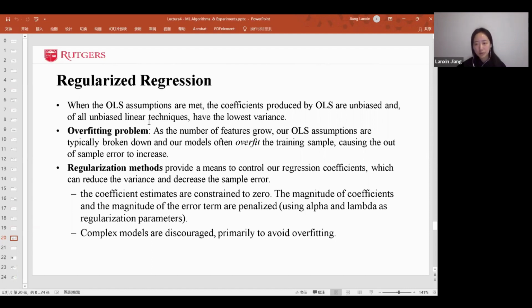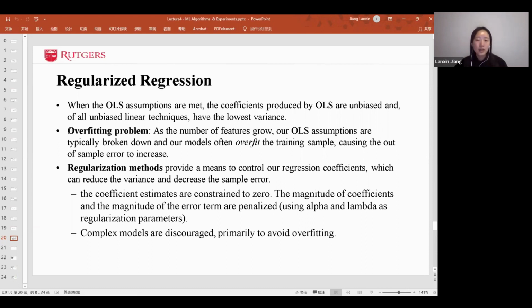And as the number of features grow, our OLS assumptions are typically broken down, and our models are often overfit to the training sample, causing the out-of-sample error to increase. This is called the overfitting problem. In other words, an overfitting problem means that we have too many features so that we need to fit a very complex model to perform well on the training sample. However, due to the complexity of the model, it doesn't perform well on the new datasets.